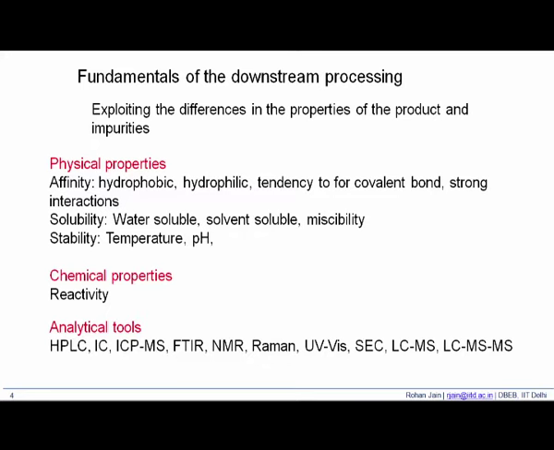Now, what property are we talking about? It can be properties based on affinity. So, for instance, a product is hydrophobic while our impurity is hydrophilic, or the other way around. It can be that our product has a tendency to form covalent bonds while the impurity does not. It can have strong electrostatic interaction. Or our product is keen to form complexation with metals while the impurities are not. So, these kinds of properties can be exploited for downstream processing.